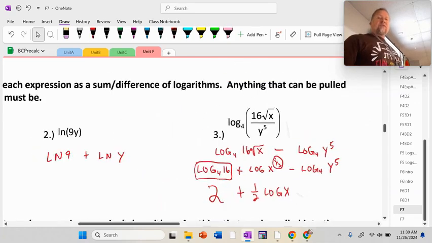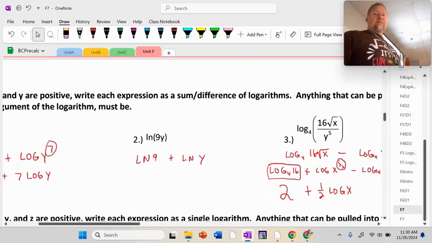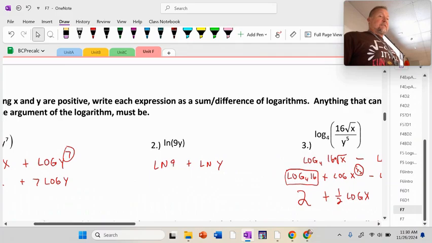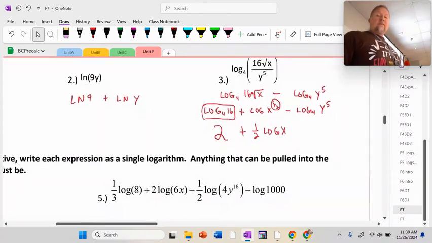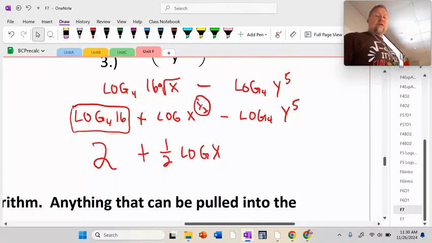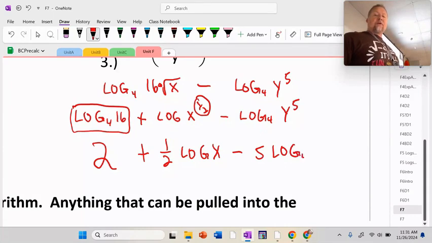Or let's see what the directions are. Express as a sum or difference. Sometimes it's just expand. They're being real specific with the directions there. Now, what do I do with that 5? And then you can't evaluate a variable, so you're done.